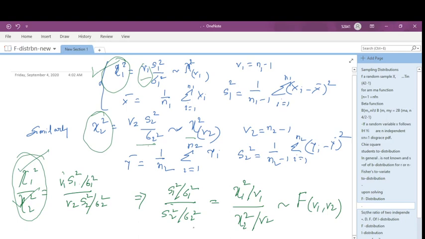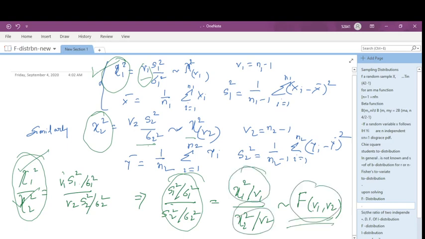So the sample variance by population variance, divided by the sample variance by population variance for the second sample, is equal to the chi square variate divided by the degrees of freedom for the first sample over the chi square variate from the second sample divided by its degrees of freedom, and this follows a Fisher distribution with mu1 and mu2 degrees of freedom.